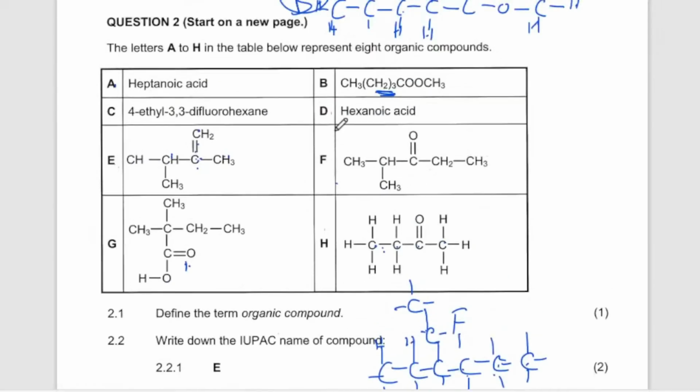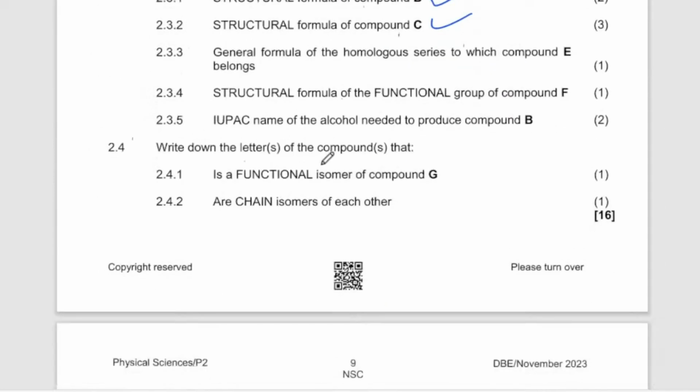Where is compound E? Compound E is an alkene. Remember when I was reminding you how to write this? I said that alkene is CnH2n. We don't add anything, because for alkane we add 2 and for alkyne we subtract 2. Next, the structure formula for the functional group of F.